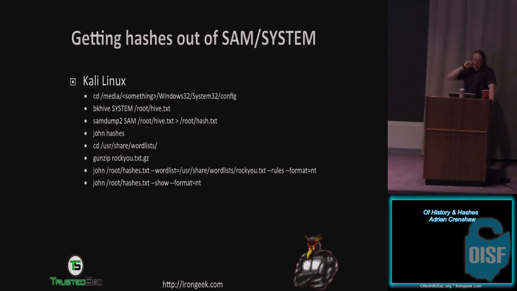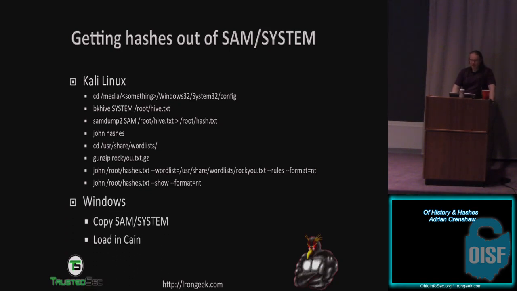You'd use bkhive to dump the syskey out of the system hive. Then you can use samdump to actually dump out all the password hashes. Then you can use John to crack those hashes. I recommend using the RockYou database. And this is essentially all the commands I usually go through if I'm on a fresh install of Kali Linux, to get everything I need to boot from a boot DVD and then just crack the passwords.